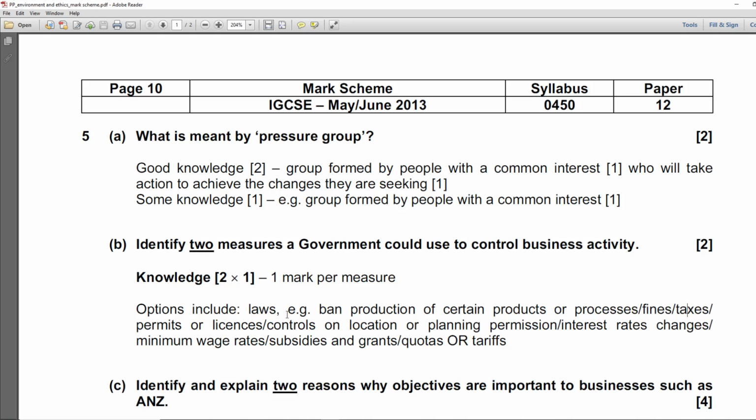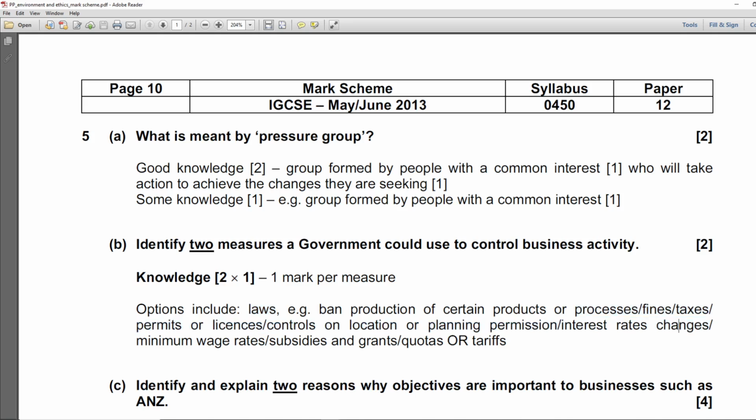Because when you talk about laws, there are so many laws. So this one here is just too vague. As long as you can make this a little bit more specific, then you will get the point. I don't need a very detailed explanation about what kind of law the government can use to control business activity, but it should be a bit more specific. There are so many options.